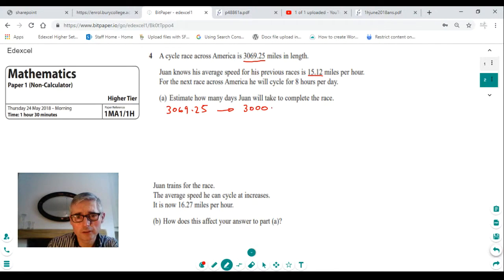And then if we're looking at the speed that this character Juan is going to cycle at, it says 15.12 miles per hour. So if we round that, I'm going to round this to 15, because the 15 is sort of halfway between 10 and 20. If we round that up as 20, we're actually bringing in quite a lot of inaccuracy. So I think this one's better written as 15. So the speed is going to be 15 miles per hour when we round it.